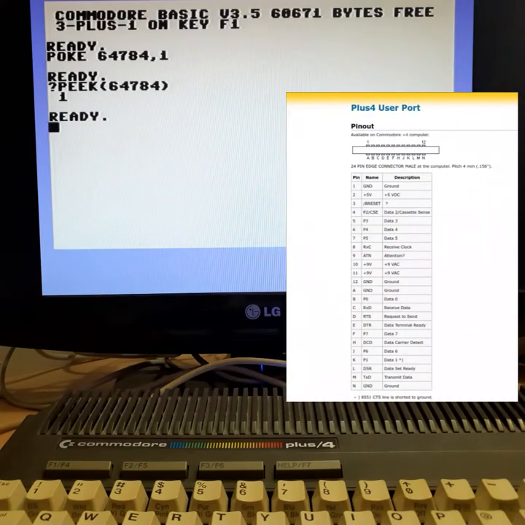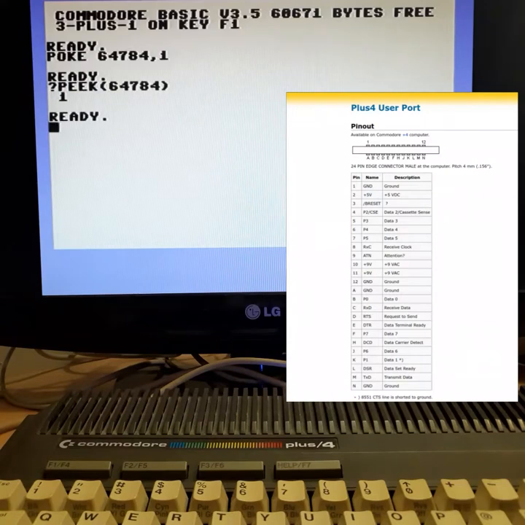While the Commodore 64 was lacking real RS-232 hardware, the Plus 4 has it. It has a dedicated chip just for it. So the Plus 4 speeds go up to 19,200 BPS, while the Commodore 64 can go only up to 2,400. So the Plus 4 is much more powerful here. But let's talk about these 8 I/O lines that we have available.